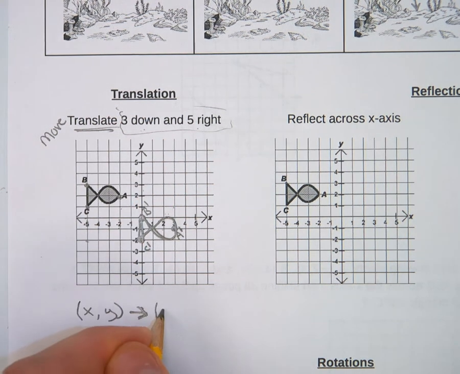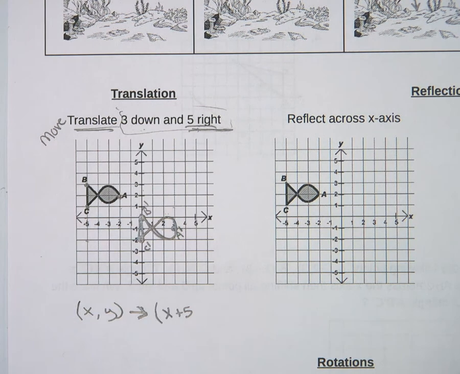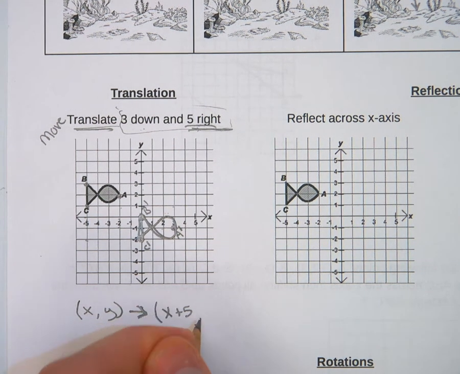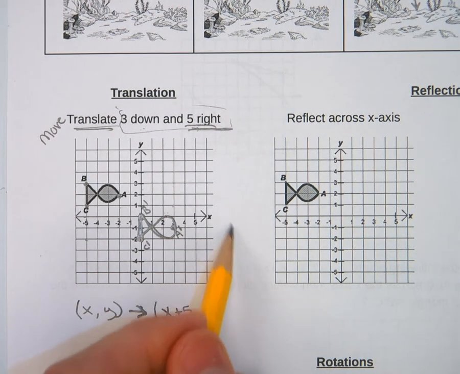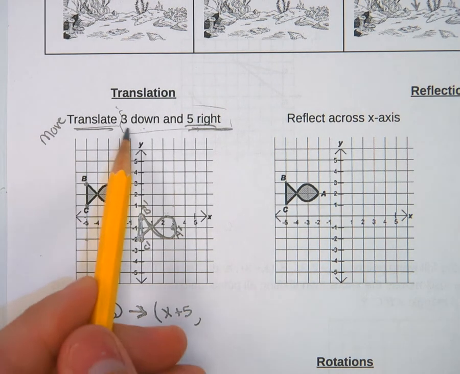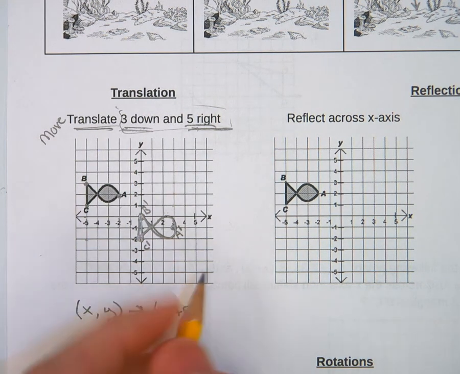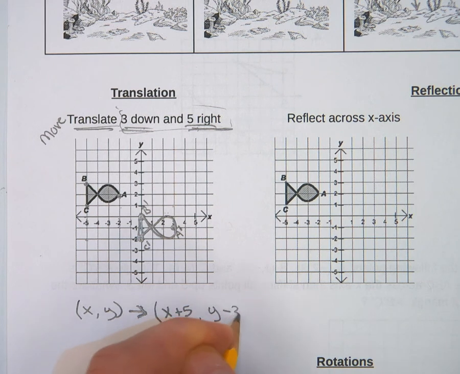All of our x coordinates increased by 5, and that's because we went 5 to the right. It's not magic, it's just what we did. When you increase, you add. When you decrease, you subtract. So when we go down 3, that's our y coordinate. All of our y values will subtract by 3.